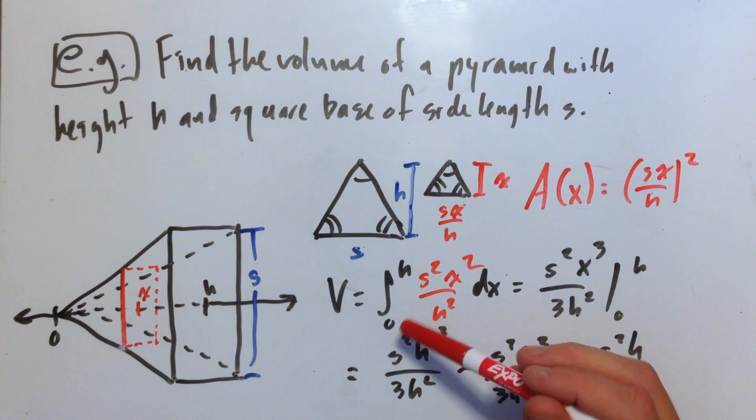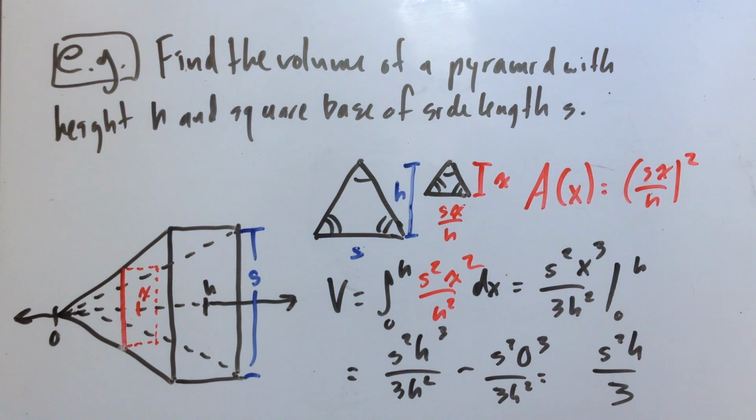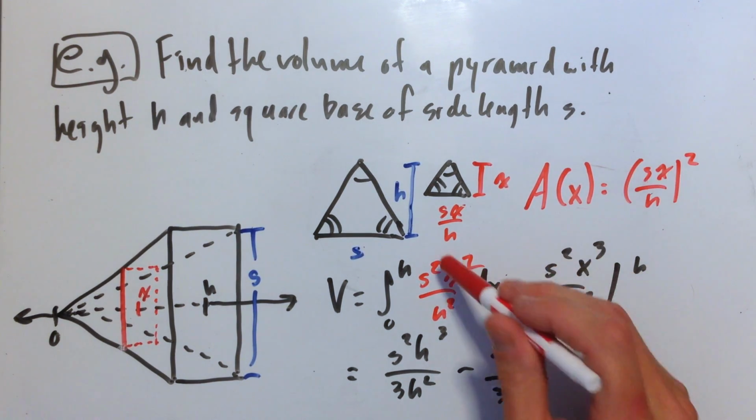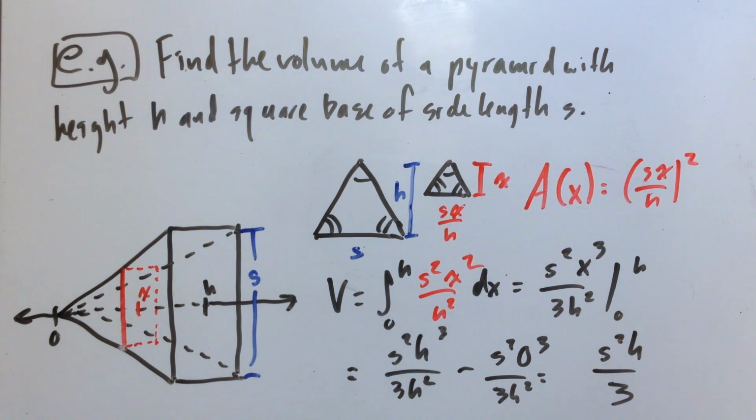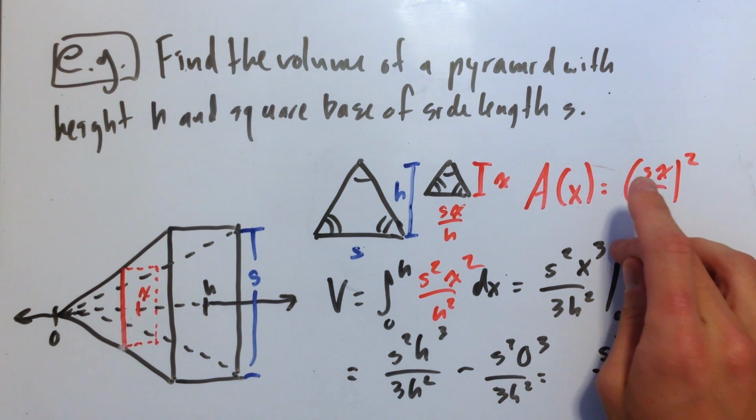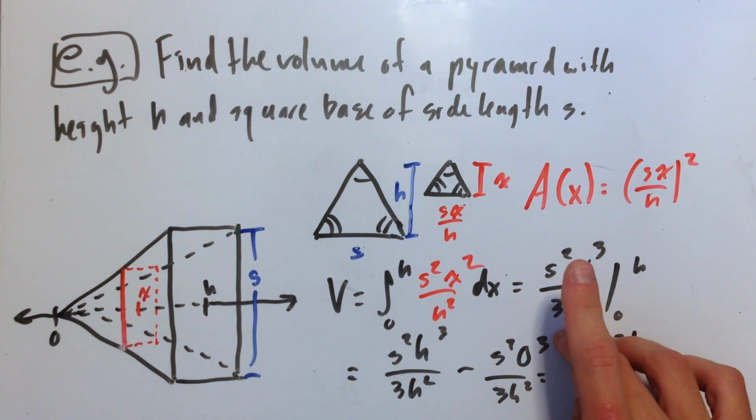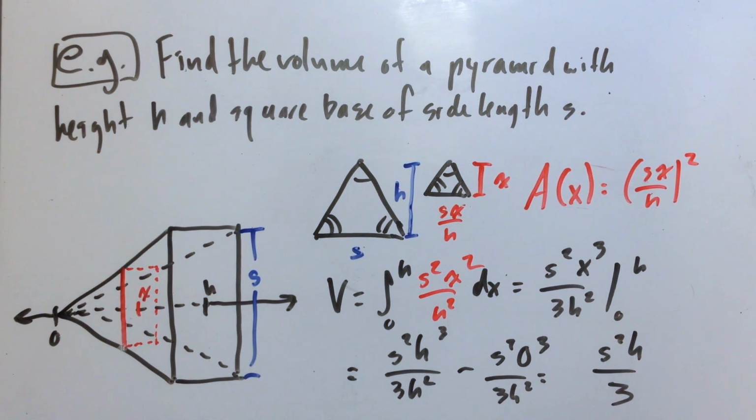So the volume is going to be the integral from 0 to h. That's where my solid is located on the axis, between 0 and h, of squaring this out, s squared x squared over h squared dx. Integrating, s and h are constants. x is the variable. I use the power rule, increase the exponent from 2 to 3, divide by 3. I get s squared x cubed over 3h squared from 0 to h. Plugging in, I get s squared h cubed over 3h squared minus s squared 0 cubed over 3h squared. And that simplifies to s squared h over 3, which is the formula for the volume of a pyramid.